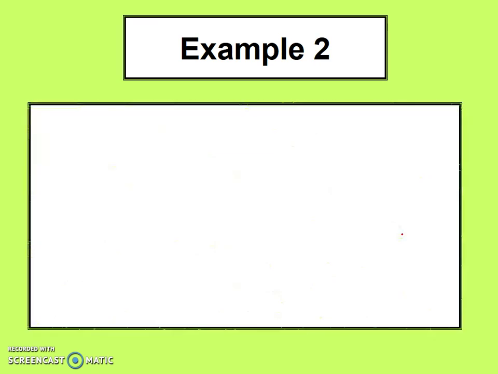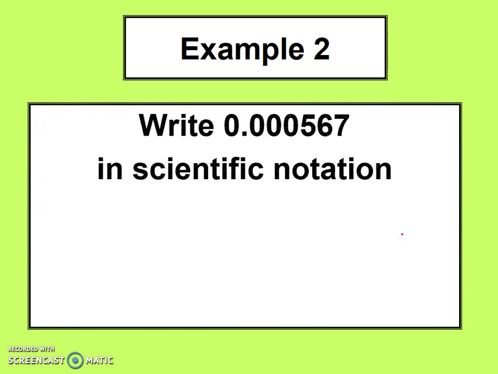All right, example 2. Let's take this number and write it in scientific notation. Now this is a really tiny number. It's something less than 1. So that's indicating that we're going to have a negative exponent. But the same process goes. We're going to figure out where we want the decimal to be and how many times we have to move it to get it there.